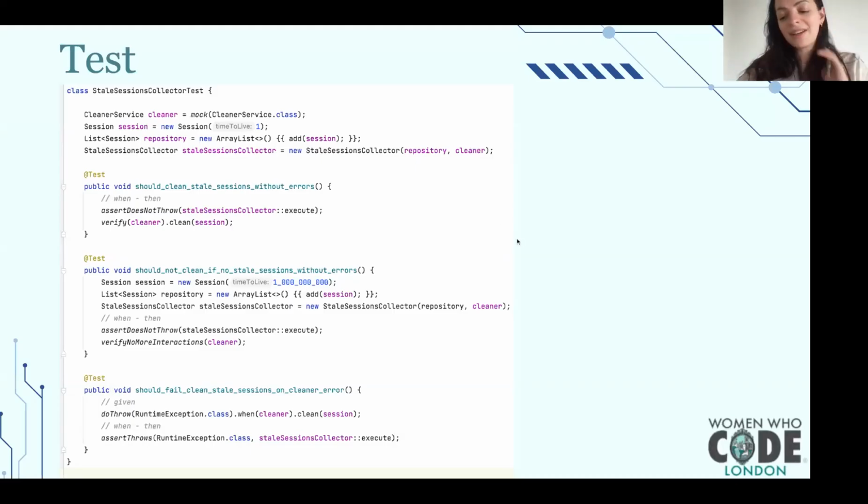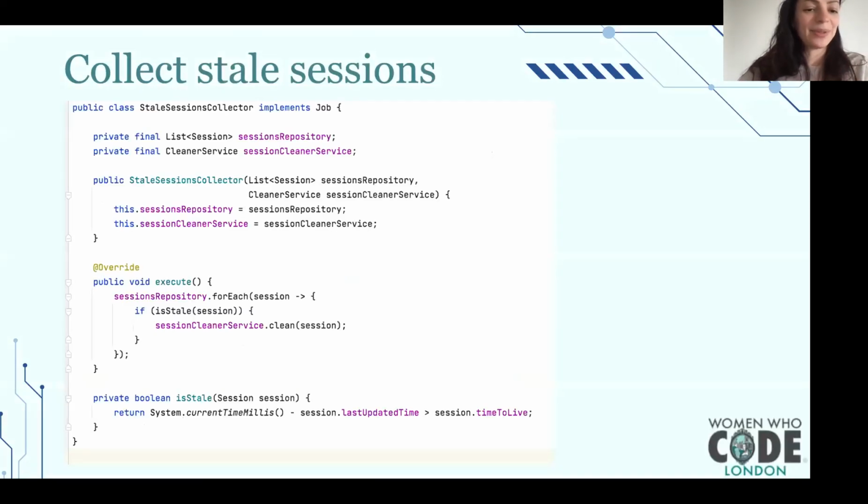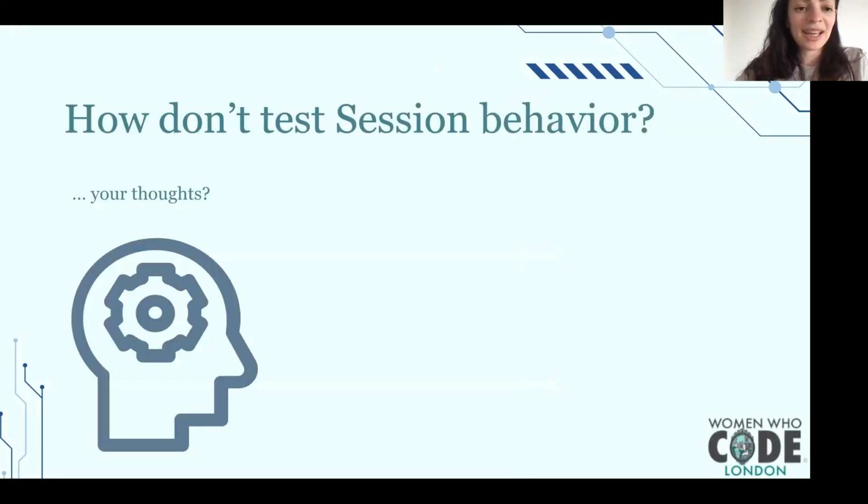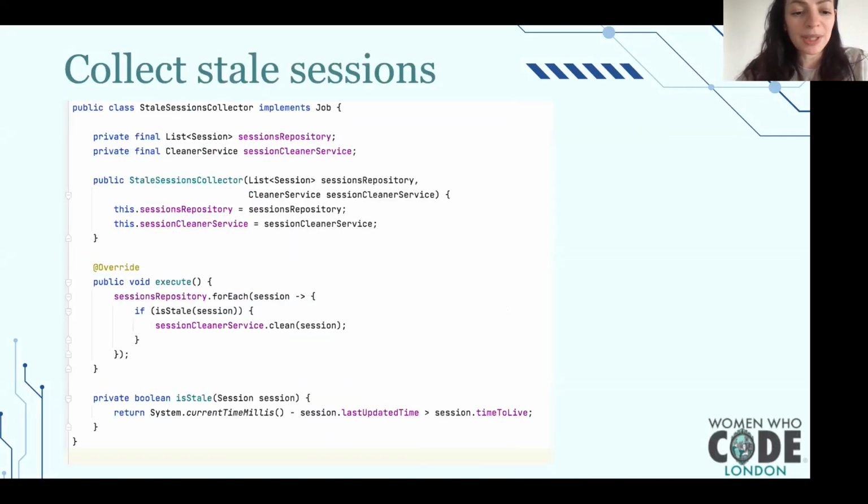Okay, so the method was pretty clear. We just check that a session should be collected if it's stale, and stale in the same class. Now, how do we not test session behavior? The problem here is that I should test two methods. I won't only test one method, execute, but I need to care about what's happening with stale sessions. So I need to provide exactly stale sessions.